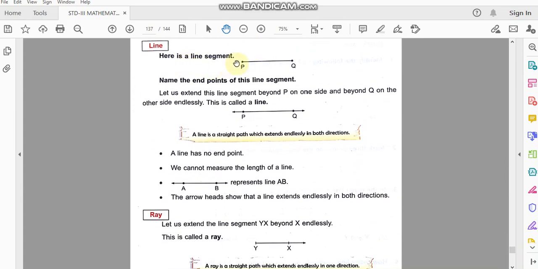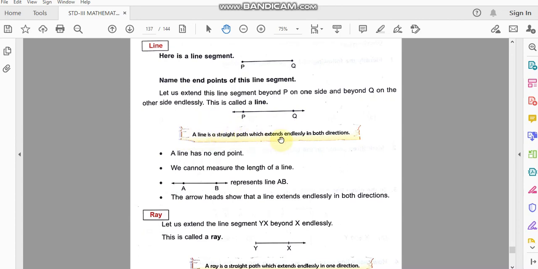Here is a line segment. So PQ is a line segment. Name the endpoints of this line segment: P and Q. These are the endpoints. So let us extend this line segment beyond P on one side and beyond Q on the other side endlessly. So this is called a line. When a line segment is extended towards both ends endlessly, that is called a line. A line is a straight path which extends endlessly in both directions.